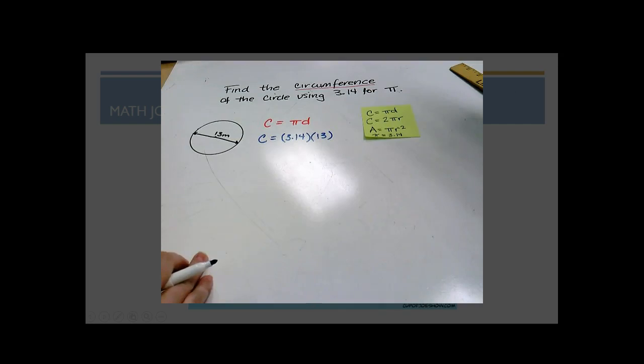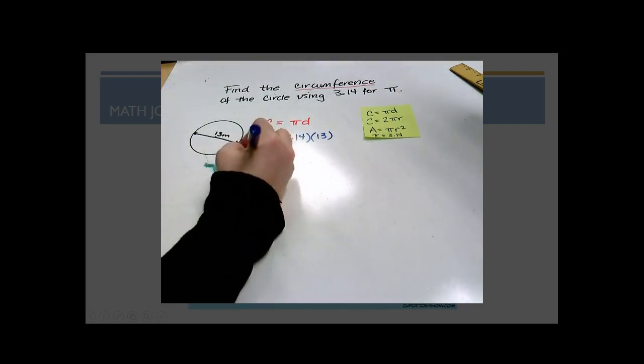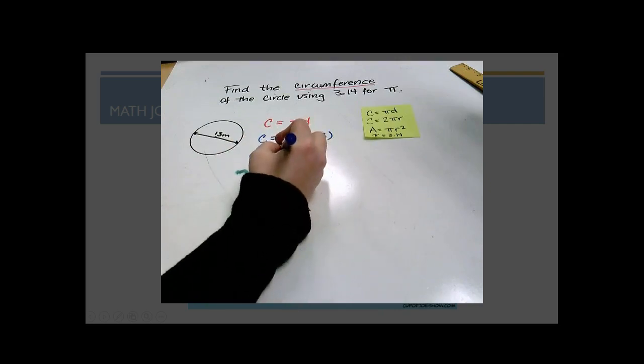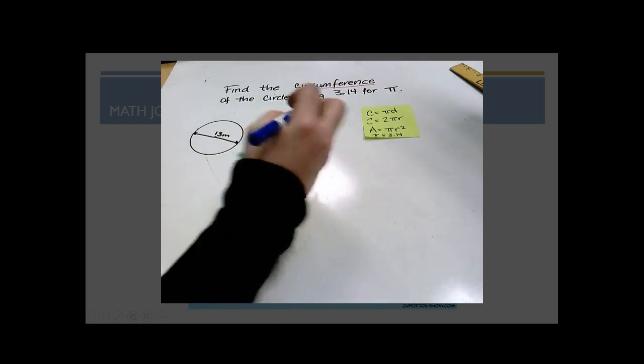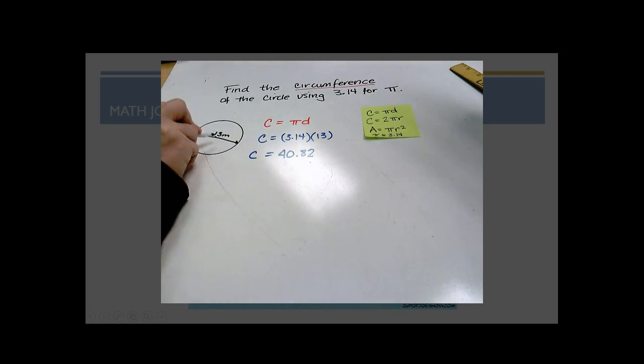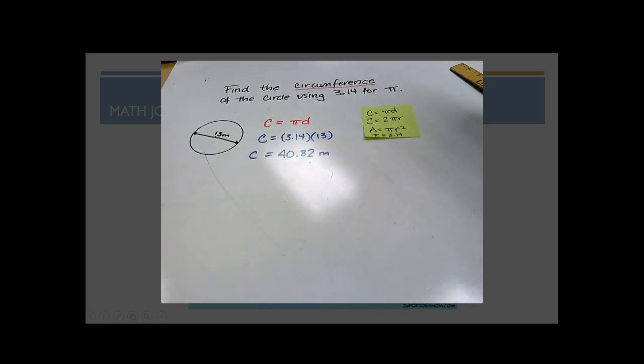There's a couple ways I can do that. I could use my calculator, or I could multiply it longhand. When I multiply those two together, I'll find that my answer is 40.82. And since this is in meters, we're also going to put meters on our answer. So the circumference of this 13 meter diameter circle is 40.82 meters.